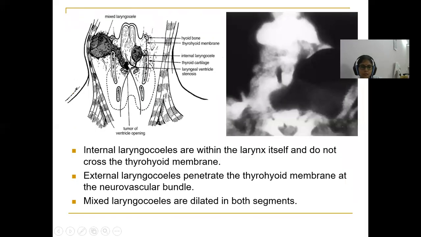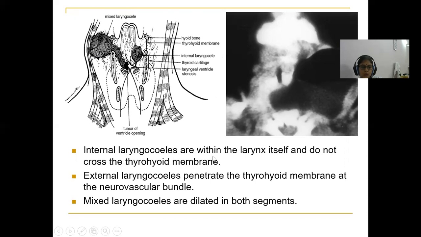So that's the combined type. You can see the internal laryngocele and this is the external laryngocele. External laryngocele comes under the skin in the anterior and lateral part of the neck. It presents as a swelling in the anterior part of the neck. This laryngocele pierces the thyrohyoid membrane and comes and lies under the skin.